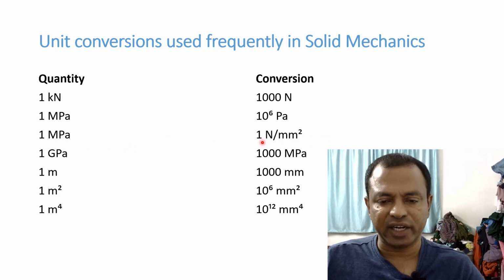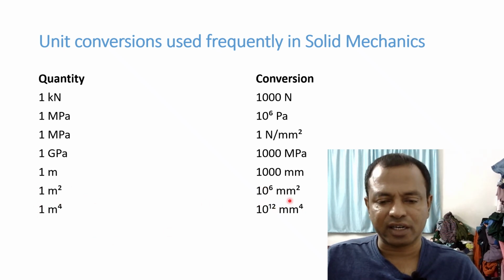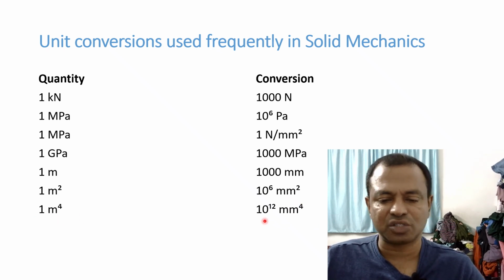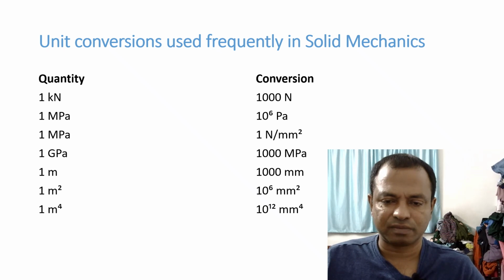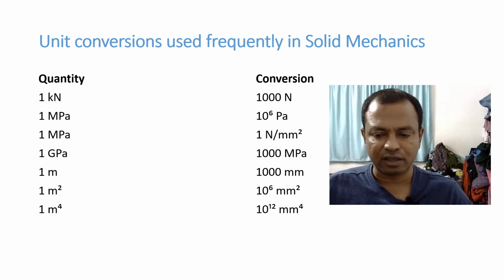This conversion we need always in many of the problems we are going to do. And 1 gigapascal is equal to 1000 megapascal. 1 meter is 1000 millimeter, 1 meter square is 10 raised to 6 millimeter square, and 1 meter raised to 4 is 10 raised to 12 millimeter raised to 4. So we need these kinds of conversions in the coming chapters. So this is all about units in solid mechanics. Some more units are there that we will study when we study the corresponding topics.